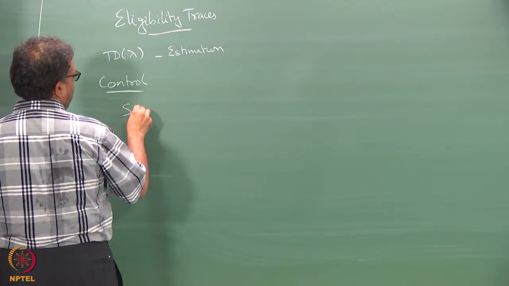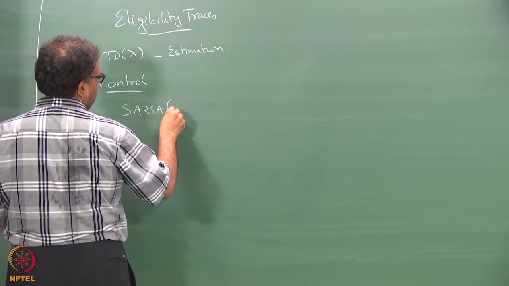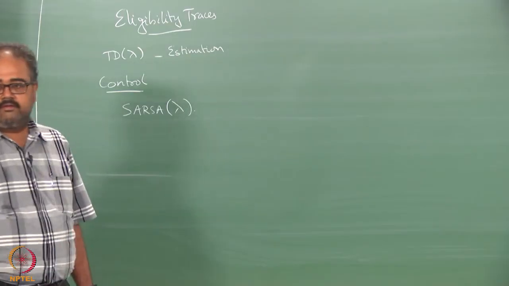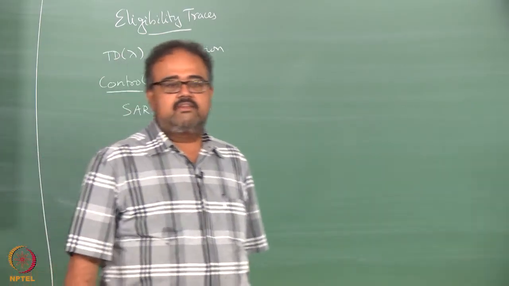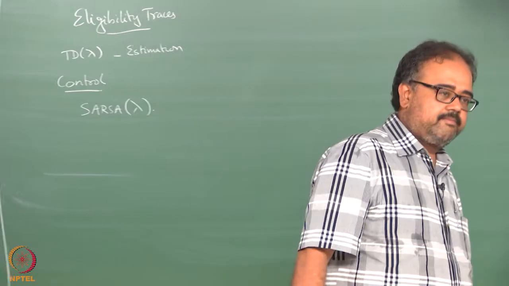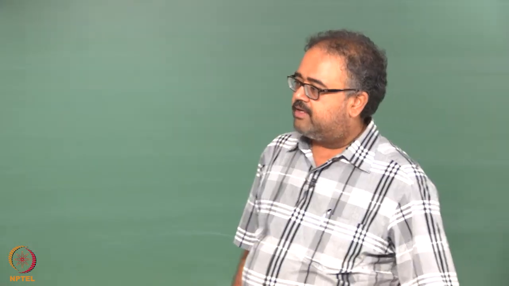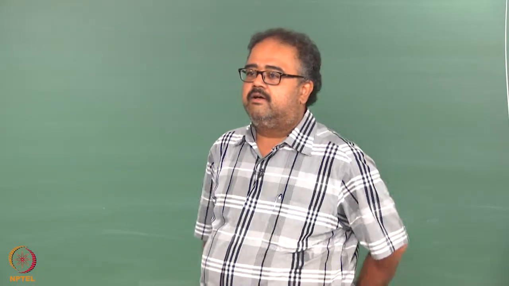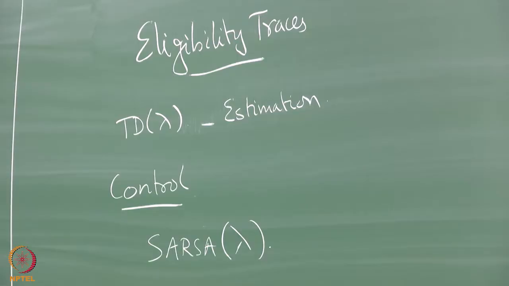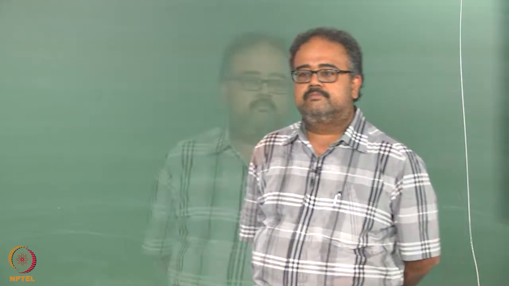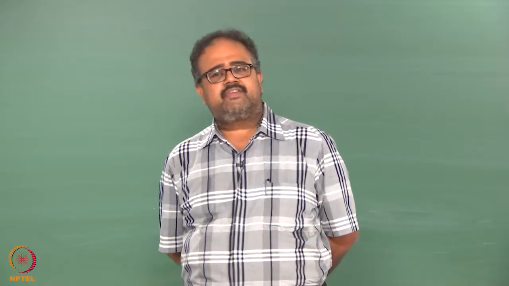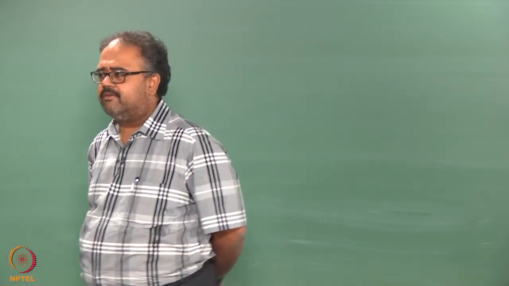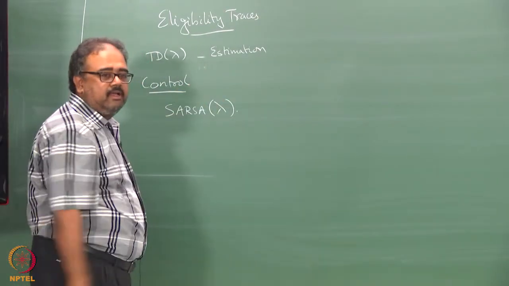So the easiest to think about in terms of control is a version of SARSA that will use an eligibility trace. So what does it mean to have an eligibility trace in SARSA? Yeah, so the backward view is kind of easy to see where we are going with. So backward view in fact is almost like TD lambda.